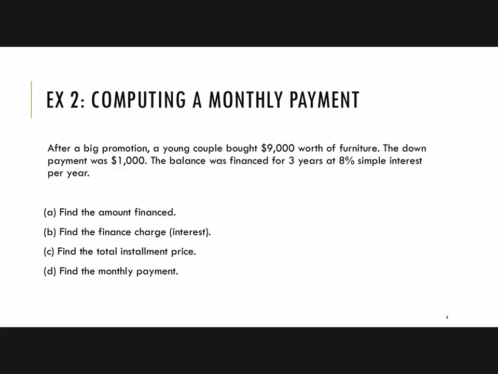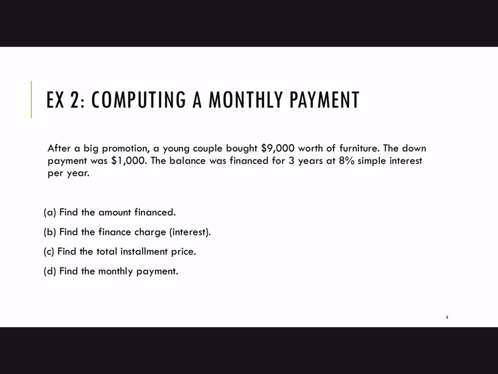Example 2, computing a monthly payment. After a big promotion, a young couple bought $9,000 worth of furniture. The down payment was $1,000. The balance was financed for 3 years at 8% simple interest per year. So this one's a bit different. We have an interest rate, and we also know that it's simple interest. So we may tackle this one a bit differently.